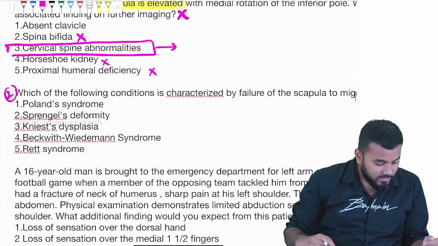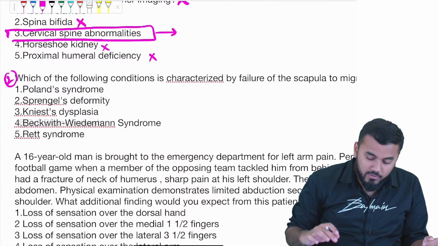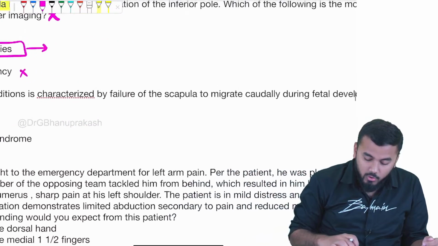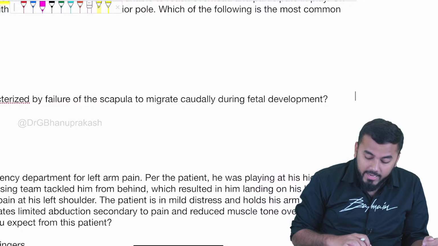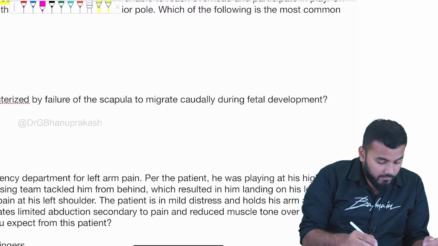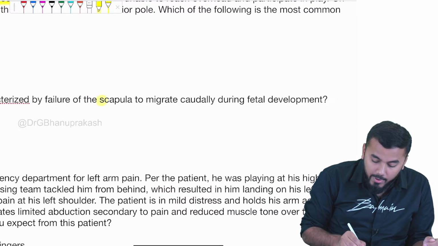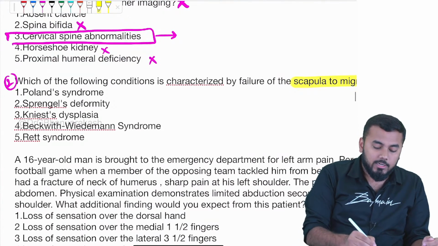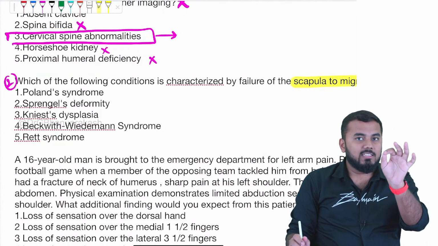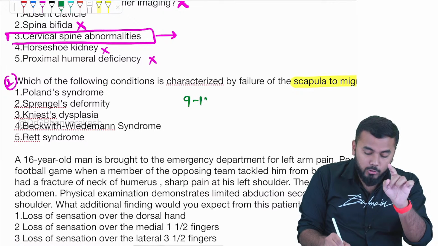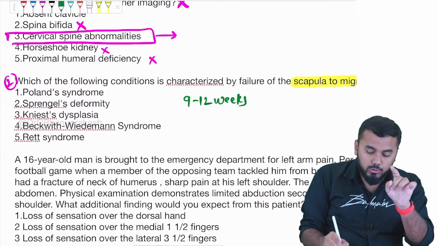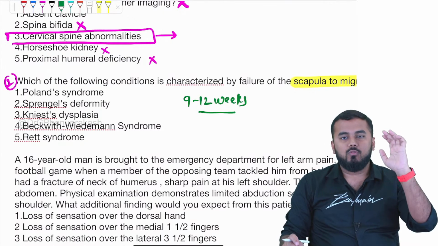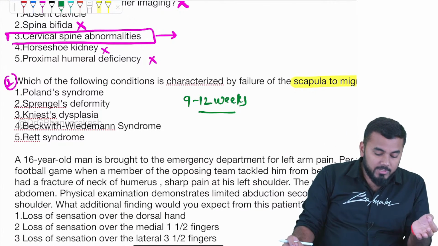Which of the following is characterized by failure of the scapula to migrate caudally? Failure of the scapula to migrate caudally down during fetal development. During fetal development means which week, guys? I told you, during 9 to 12 weeks. The scapula has to go down caudally, not till the tailbone. Caudally means downward. So which syndrome is this?